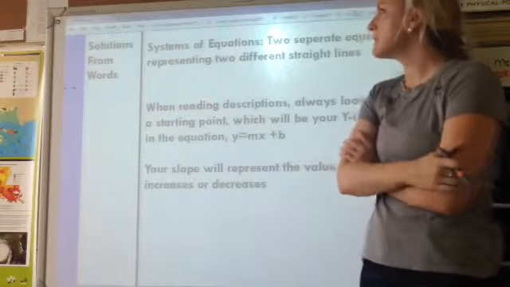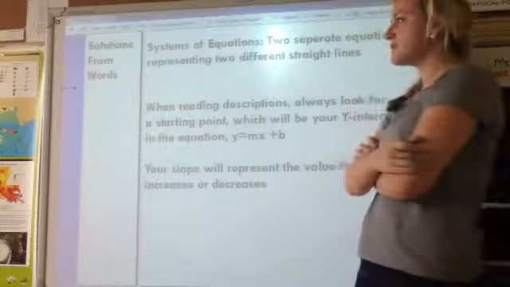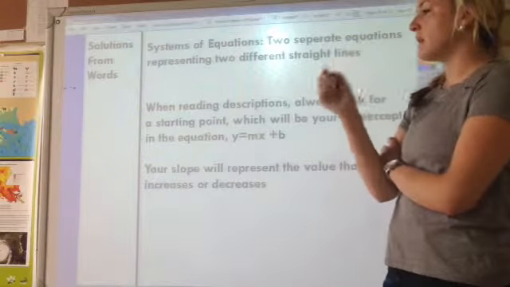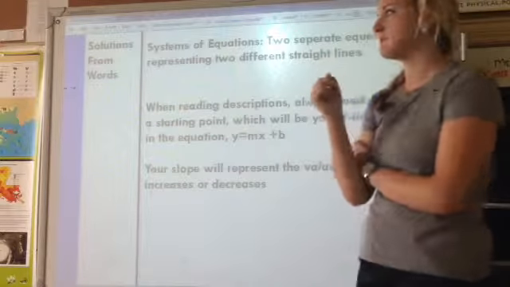Hey seniors, today we're going to continue with systems of equations that we started at the end of break. Today's going to be all about reading word problems and writing equations based on that. So let's go ahead and jump in.